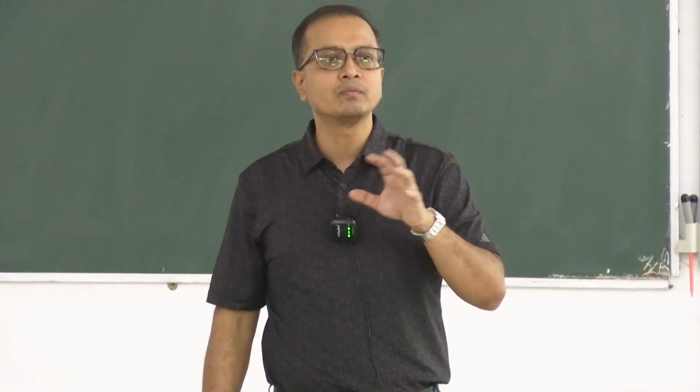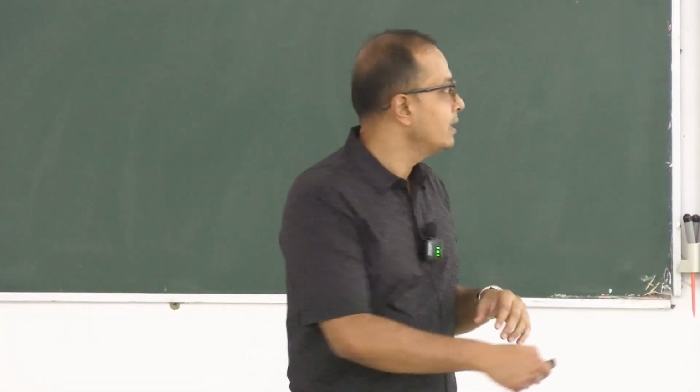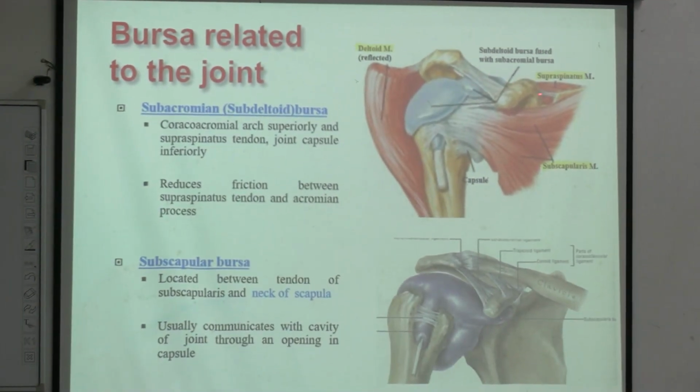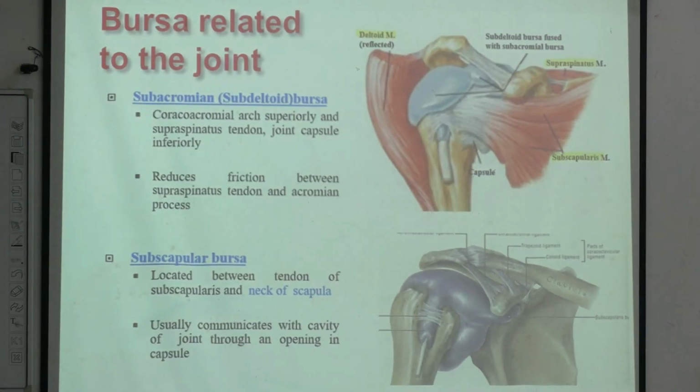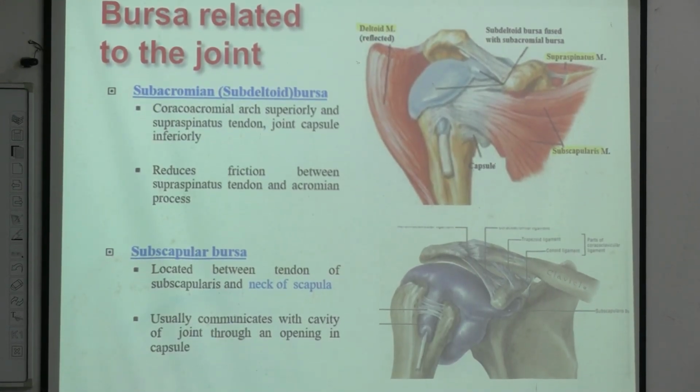To reduce the friction of the tendons of the rotator cuff, so that when the tendon is working, the acromion above does not get too much friction whenever the supraspinatus muscle is working. So, it is present outside the rotator cuff, which is an additional thing.